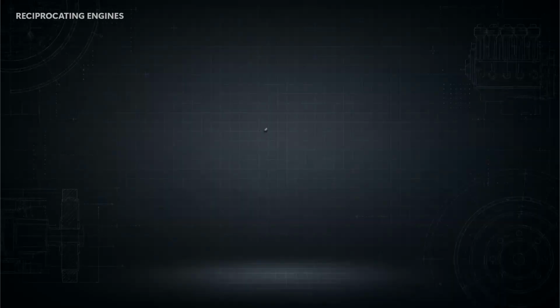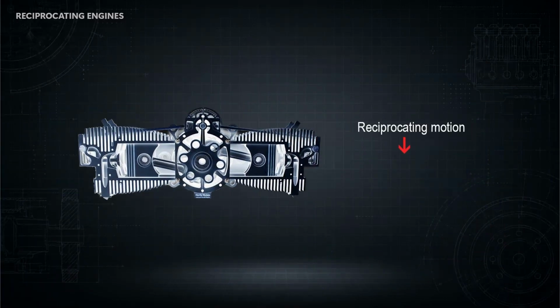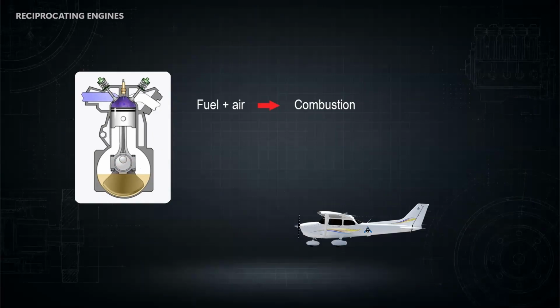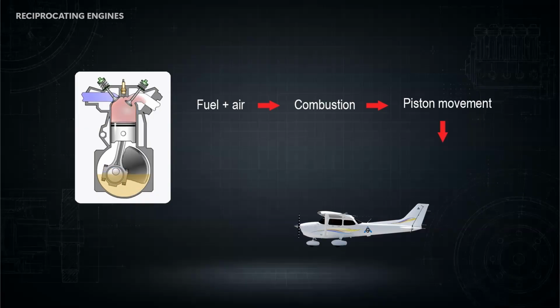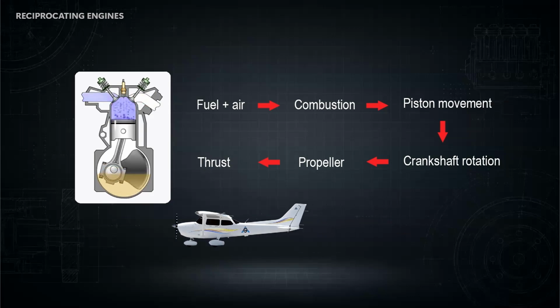Let's begin with one of the oldest and most widely recognized forms of aircraft propulsion, the reciprocating or piston engine. A piston engine burns a mixture of fuel and air inside cylinders. The expanding gases push the pistons, and the piston's reciprocating motion is converted into rotary motion by the crankshaft. The crankshaft then drives a propeller, which produces the majority of the aircraft's thrust.